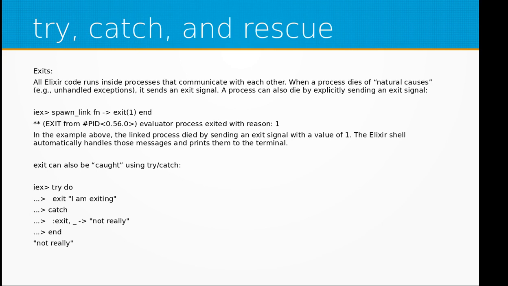Let's look at the exits. All Elixir code runs inside processes that communicate with each other. When a process dies of natural causes, for example unhandled exceptions, it sends an exit signal. A process can also die by explicitly sending an exit signal.